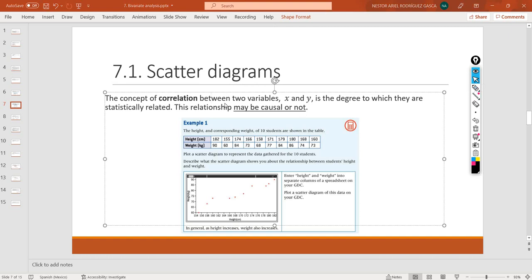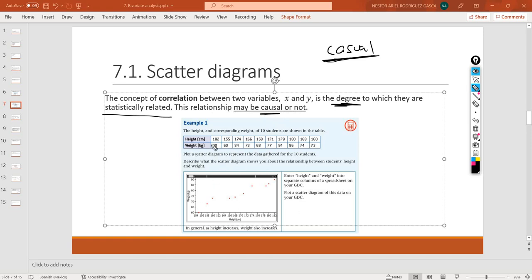The concept of correlation between two variables x and y is the degree to which they are statistically related. This relationship between these two variables may be causal or not. Pay attention to the word. Don't confuse it with casual, because it would be very easy to confuse these two words, right? Casual and causal. This relationship may be causal or not.